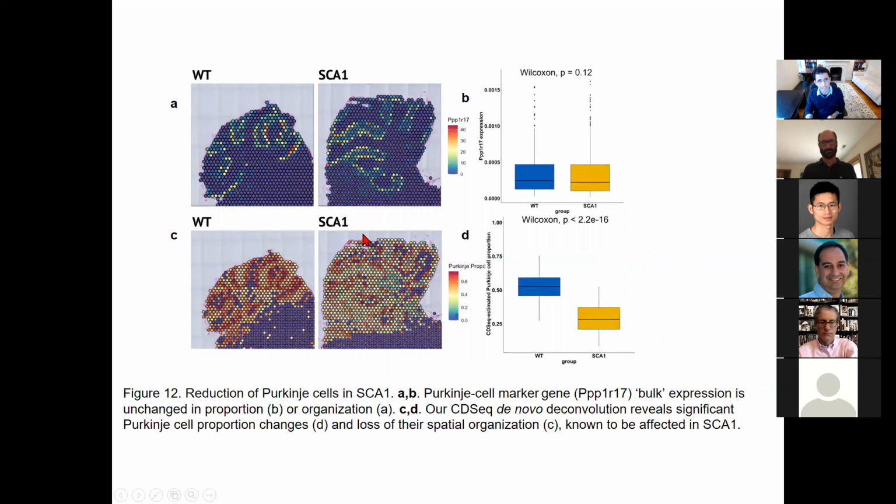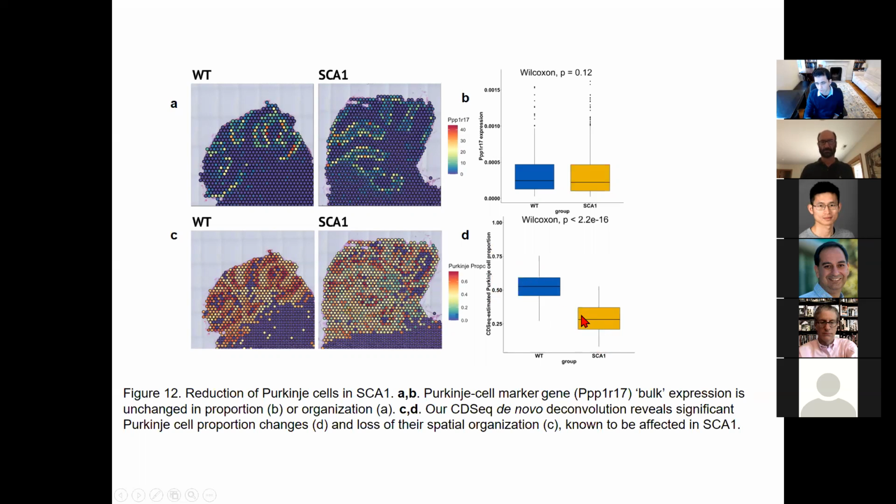And what's really very cool is that if you look at the PPP1R17 gene, which is a marker for these Purkinje cells, you see no expression difference of that marker between wild type and the SCA1 disease model. Also in the spatial organization, you see these same sort of bulges in the mouse cerebellum in both the wild type and the SCA1 model. However, the moment you deconvolve rather than just look at the expression of the marker gene, you see this dramatic difference between the proportion of deconvolved Purkinje cells in the SCA1 mouse versus the wild type mouse.